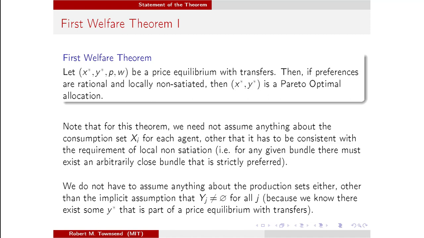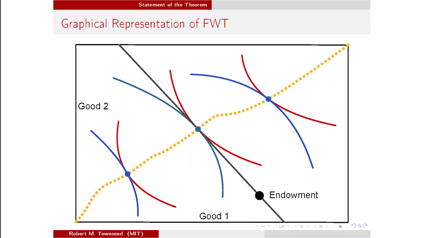In particular, we don't have to talk about the consumption sets of the agents, other than they have to be constructed in a way that is consistent with local non-satiation. We don't have to say anything about production sets, other than evidently they're non-empty because there's a Y star up here, although in principle that could be zero. So very little is assumed.